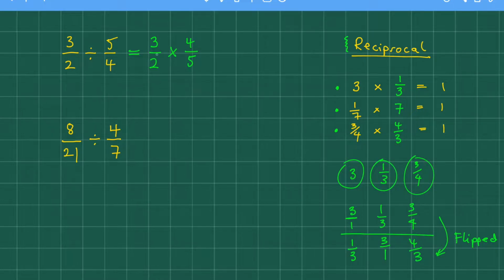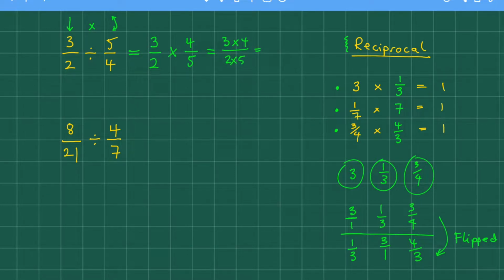So once we've done that, we've kept the first one the same, we've changed this to a multiply, and then we've flipped the second fraction. The answer we get from the multiplication is exactly the same as the division. Rewind that 10 seconds and hear it again. The result is the same. So multiplying, much easier to us, 3 times 4 over 2 times 5.